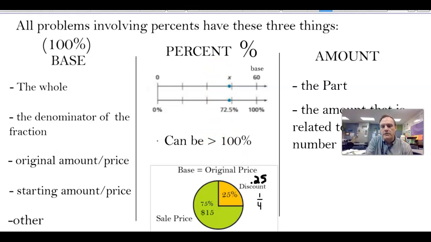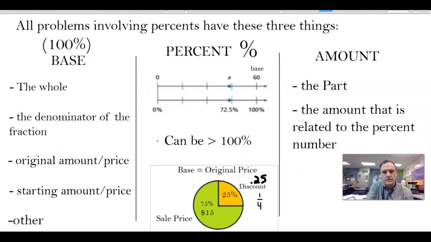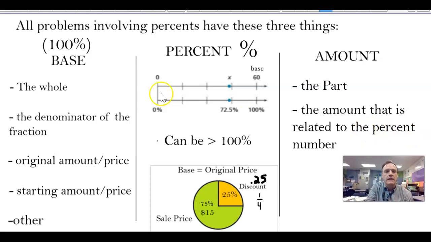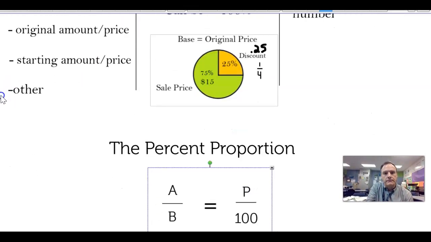And then the amount right here, the amount is the part. It's the part we're looking at. If you're thinking about a fraction, like 3 out of 4 kids in a classroom are wearing tennis shoes, well, the 3 is the part and the 4 is the base. So it is the part that is related to the percent number. So a little more on that. Let's focus on this base number a little bit longer.